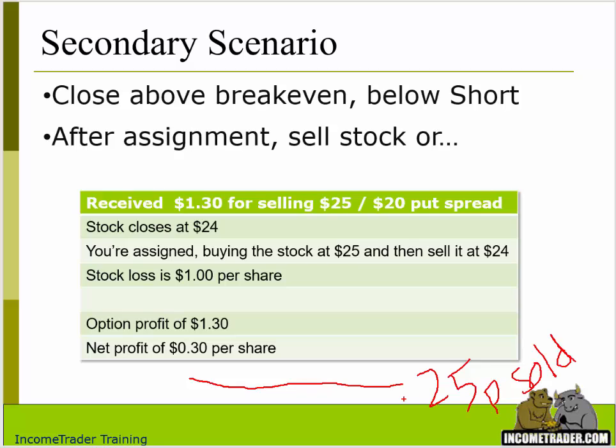There's a safe zone right here. So let's say in this case, maybe you received $1.30. In this example, if you sold the $25 put, you're saying, okay, if the stock goes below this strike price, sure, I will buy your stock at 25. I will allow you to put it to me.